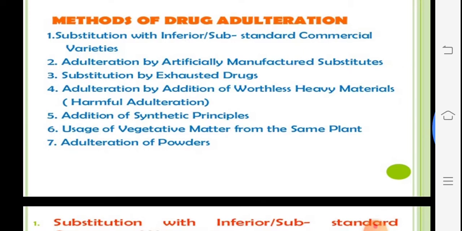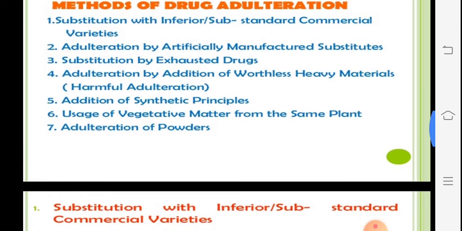Then methods of drug adulteration. We have already seen substitution of inferior quality, then artificial addition, then exhausted drugs. Exhausted means, suppose clove oil is there, the oil is removed, then a spray is done and they are dried and sent to the market. Then adulteration by addition of worthless quality, heavy materials, others are added.